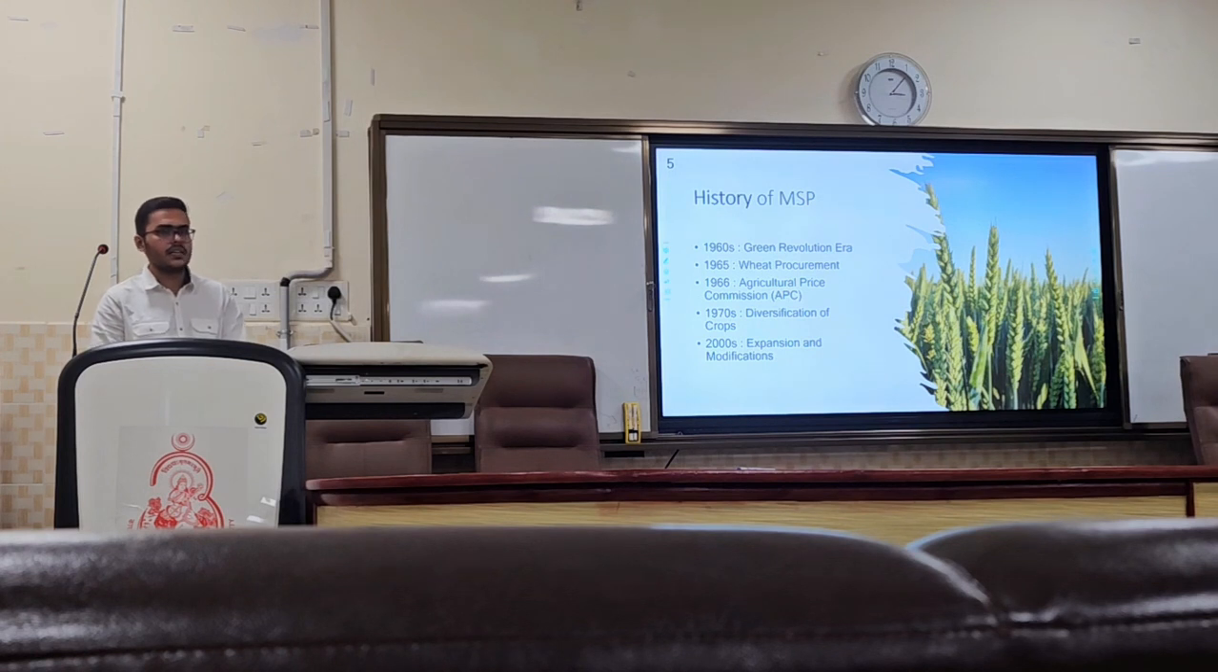The government established the Agricultural Price Commission based on the recommendation of the L.K. Jha Committee. Later, in 1985, this commission was renamed CACP, the Commission for Agricultural Costs and Prices.